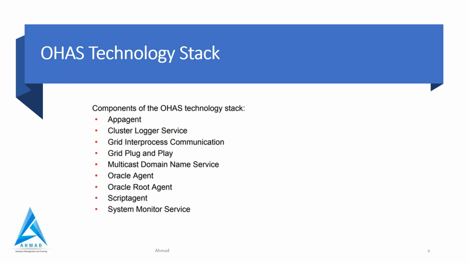Clear? In the same way, how many components are involved in OHAS? That is the app agent, cluster logger service, grid interprocess communication, grid plug and play, multicast domain name service, Oracle agent, Oracle root agent, script agent, and system monitor service. I will give one-line definitions for all of these. These are the components which belong to OHAS, meaning the lower stack. The lower stack manages ASM and Oracle Clusterware. Got it? Now please mute your audio.